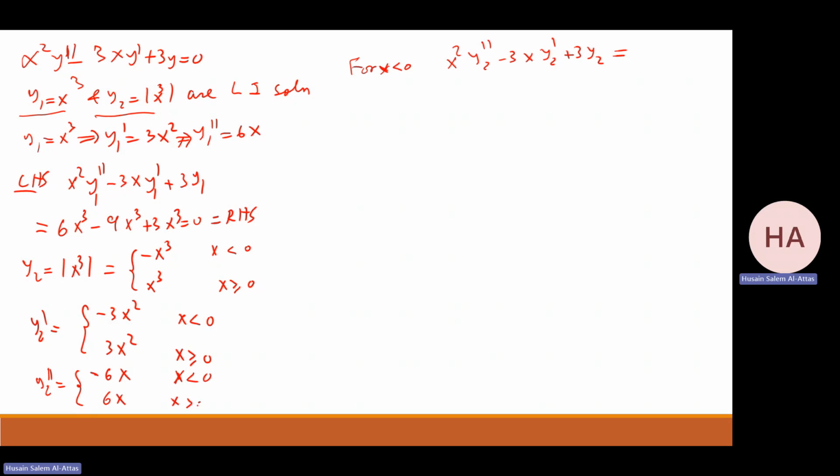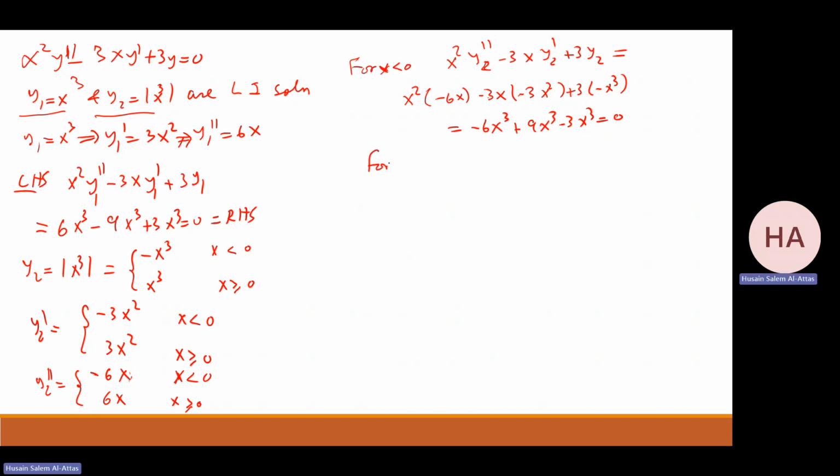6x if x is positive. And I can put the equality because they still satisfy both at x equals 0. So I plug the numbers in for x negative. I have x squared y2 prime, which is minus 6x, minus 3x y2 double prime, minus 3x squared, plus 3 minus x cubed. That will be minus 6x cubed plus 9x cubed minus 3x cubed, which is 0.